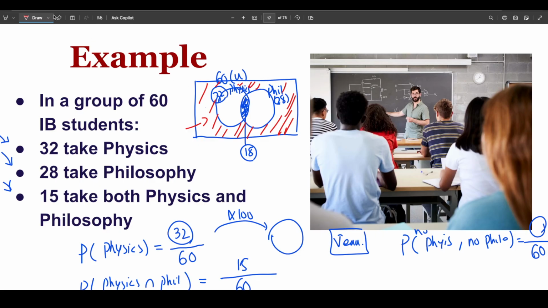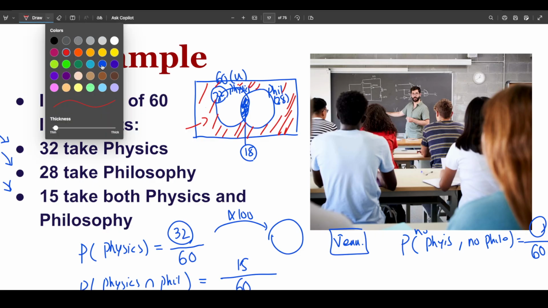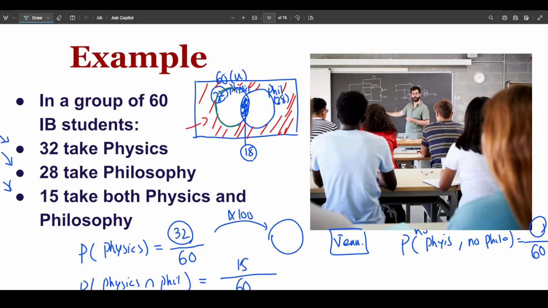I know that the whole circle is 32 because 32 students have physics. Out of 32, 15 have both. I made a mistake here, let me adjust it. It's 15, they have both. So 32 minus 15 is 17. And out of the 28 students who have philosophy, 28 minus 15, which is 13, have only philosophy.